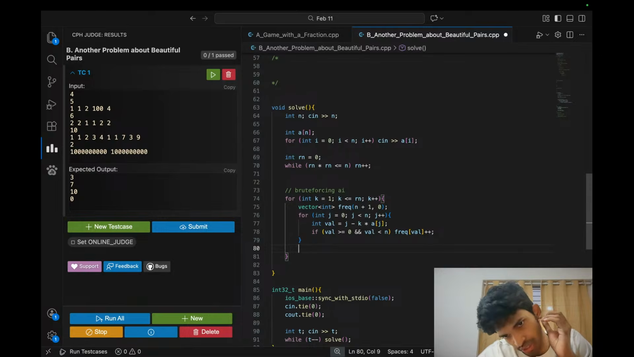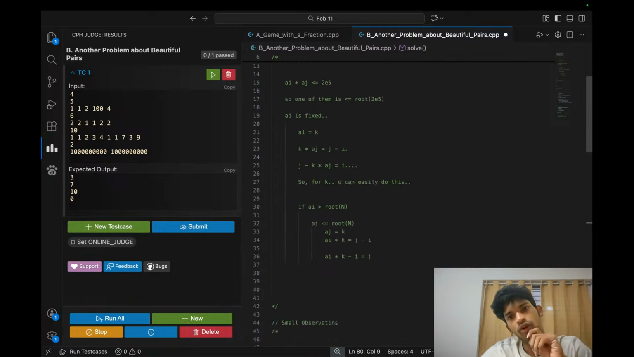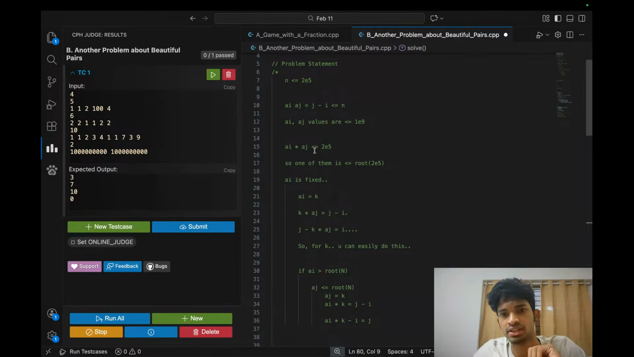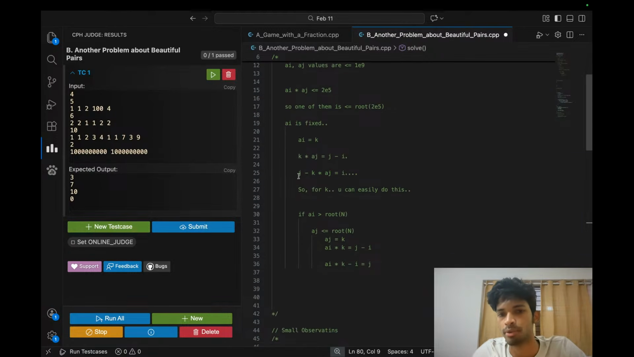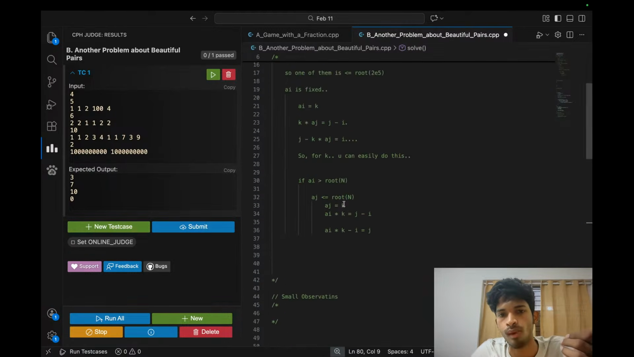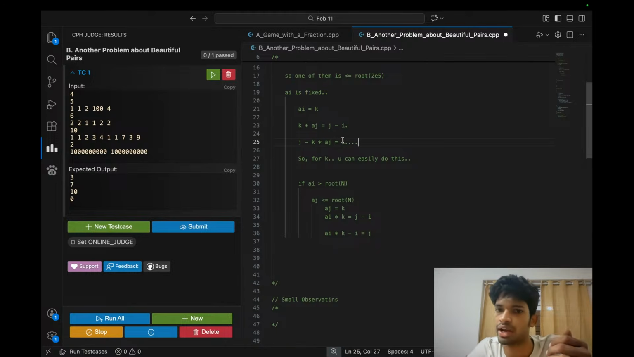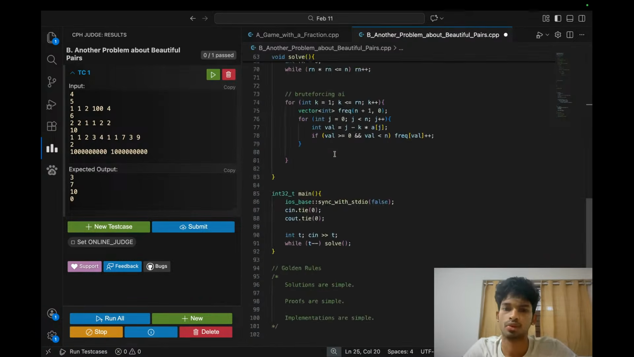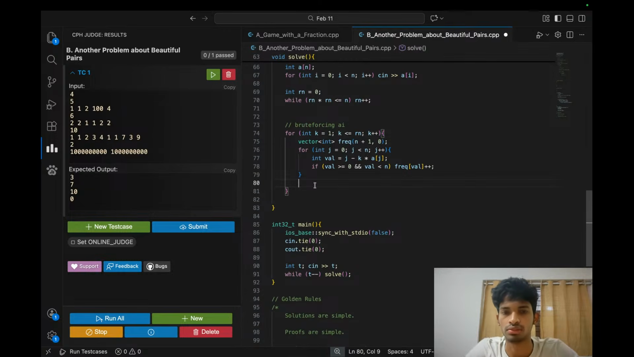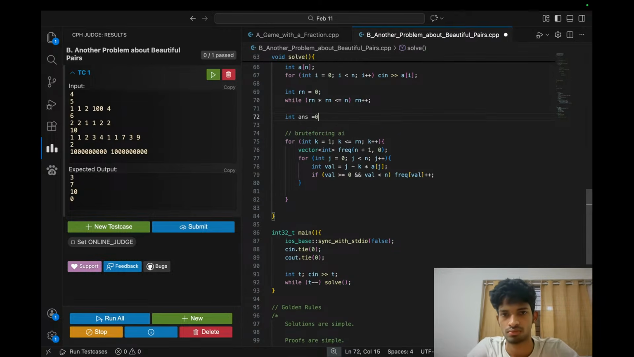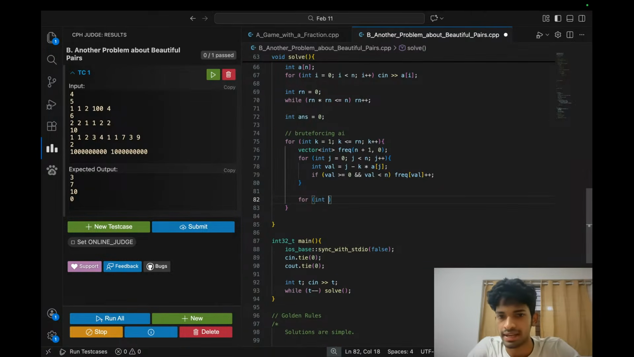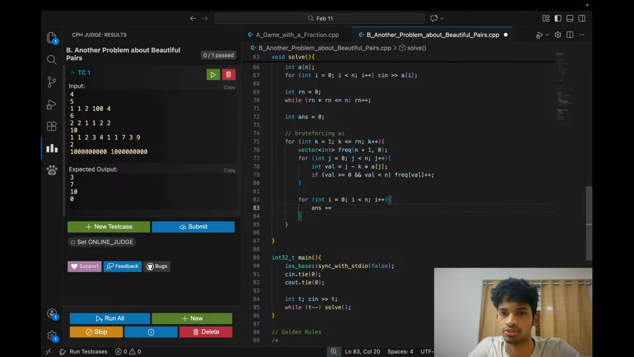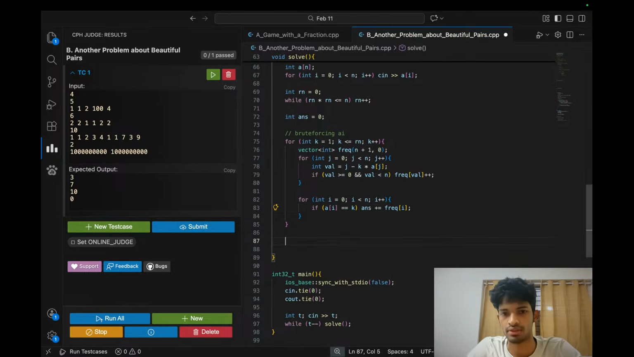Now we have these values, right? We want the number of j for each k. For each k, for each i we want the number of such j's. So we want this value to be equal to i, right? So now the answer is, for int i equals 0, i less than n, i plus plus, we want answer plus equals frequency of i, if a of i equals k. That's done.